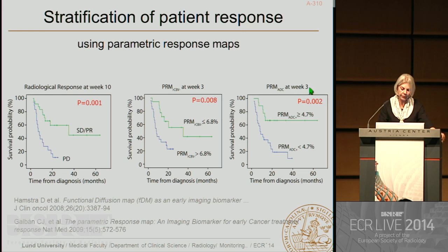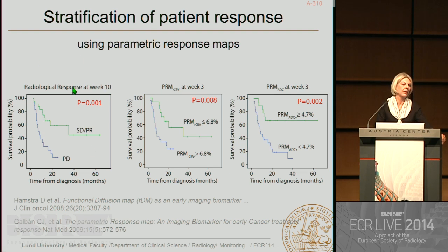And that was at 3 weeks, and then we compared the outcome at 10 weeks, the same patients, and we could see the patients that had stable disease or partial response compared to those that were progressing, and the green and the blue are the same patients. So you could see that by using the cerebral blood volume parametric response maps or the ADC parametric response maps, already 3 weeks into therapy, we could tell which of the patients would have a longer survival compared to the other, and which one would do poorly.